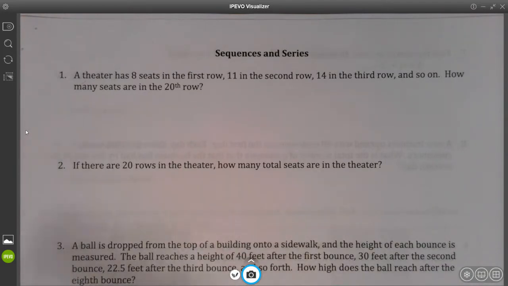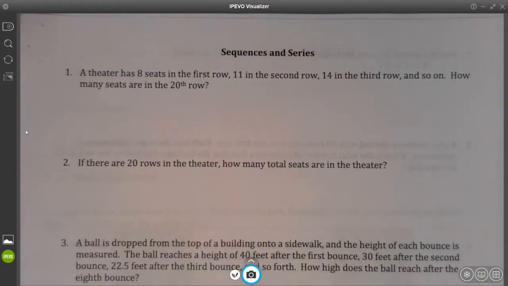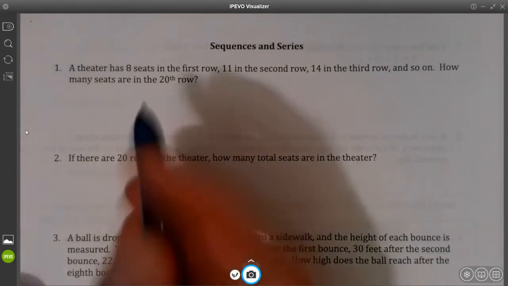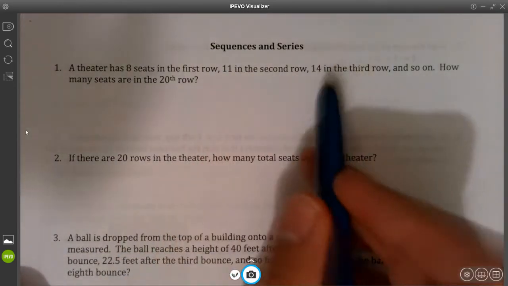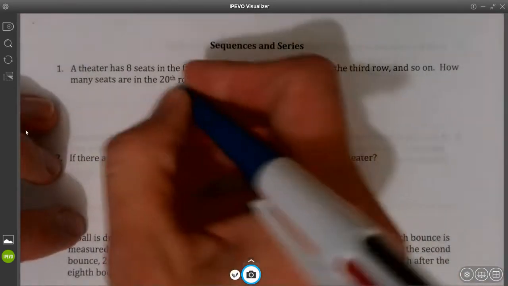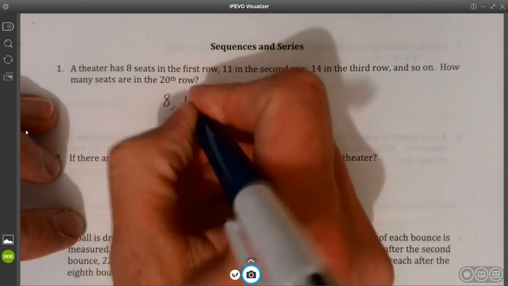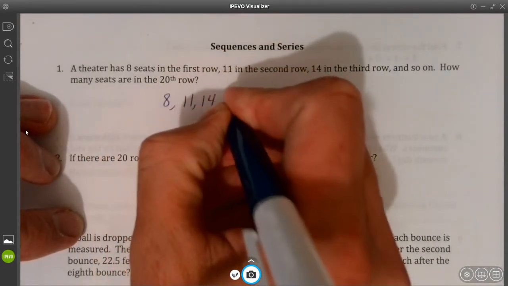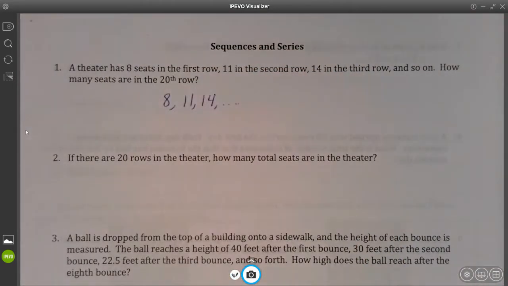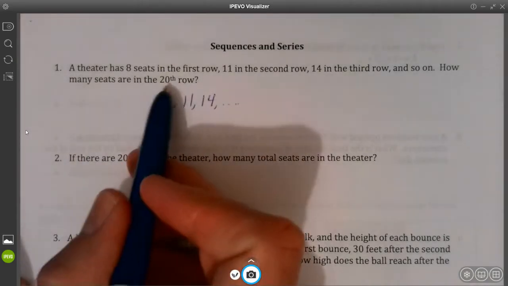Here we go. Let's write in purple. It's fun. I use this example a lot because it's incredibly practical. A theater has 8 seats in the first row, 11, 14, and so on. There's obviously a pattern here. What I like to do is write down everything that I know and also realize what it's asking. How many seats are in the 20th row?